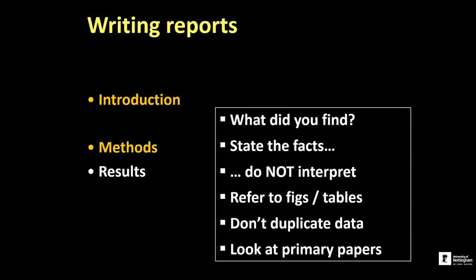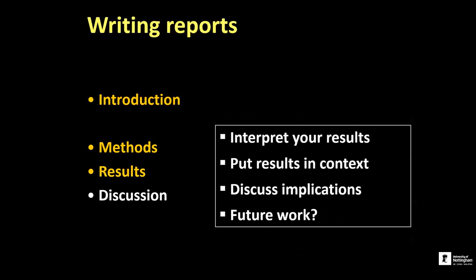If you're not sure exactly how to write a results section, a good thing to do is to look at a primary research paper. Even in first year, it doesn't do any harm to have a look at a primary research paper and see how they write a results section. You'll find that it's very pithy and succinct and short, stating the facts. And then the discussion section is the last major section, and it's where you do that interpretation.